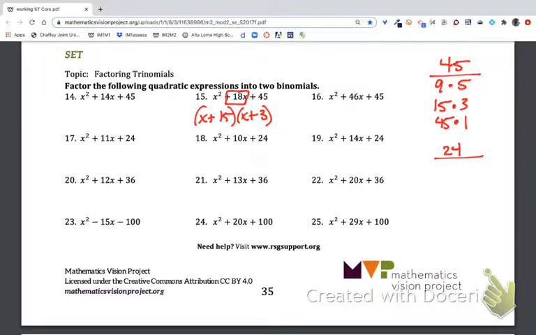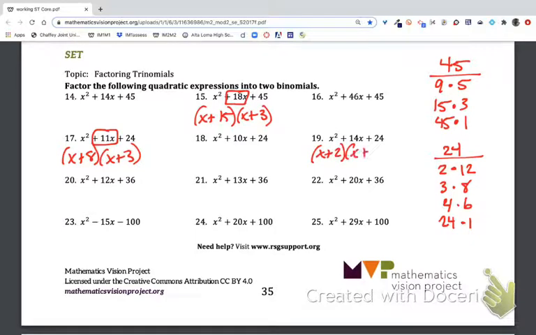24, we have 2 times 12, we have 3 times 8, we have 4 times 6, and we have 24 times 1. So looking at number 17, see that I need to find two numbers that add together to get 11, x, and multiply to get 24. That's our x plus 8 times x plus 3. For number 19, it's our x plus 2 times x plus 12.